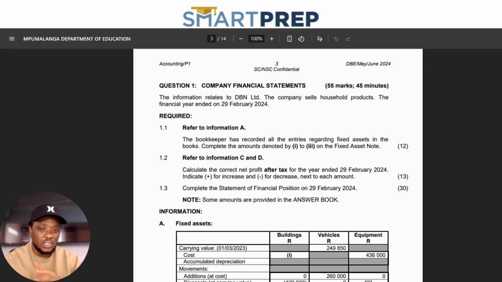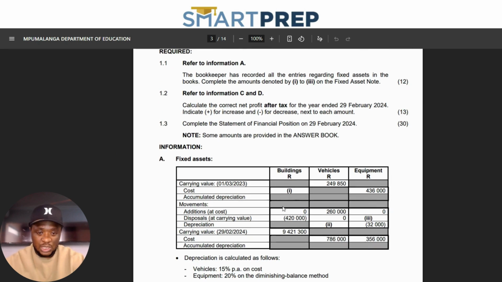So as normal, the first question focuses on company financial statements. The first piece of information says that we need to refer to information A. It says the bookkeeper has recorded all the entries regarding fixed assets in the books. Then it says complete the amounts denoted by number 1 to 3 on the fixed asset note. So essentially, we're looking for the cost of buildings at the beginning of the year, the depreciation on the vehicles, and the disposals at carrying value for equipment.